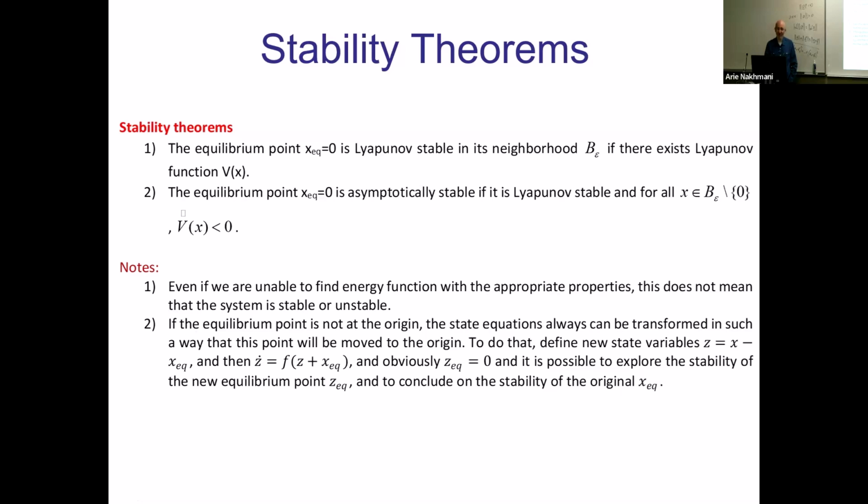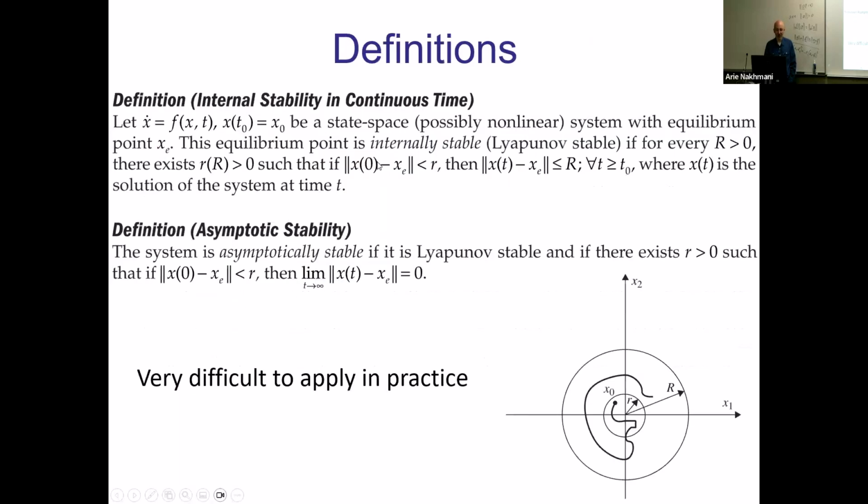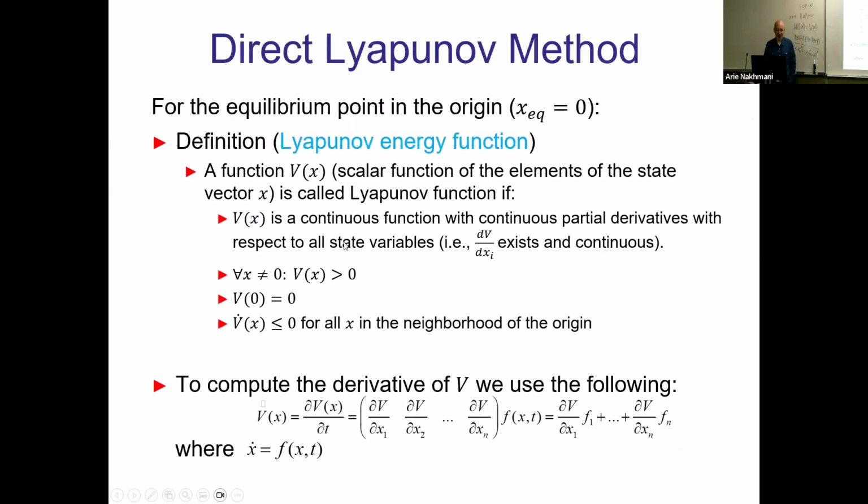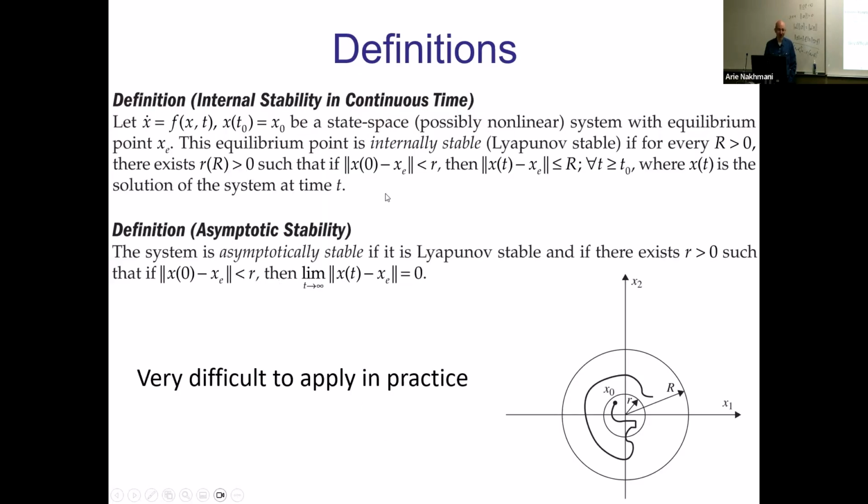I don't think that this is much easier than before, right? You still need to find the function V, but at least you have some way to test. And this is a little bit easier than this definition, because here you have an infinite number of possible radiuses, an infinite number of possible states, and how do you even deal with that? So the proof of that theorem is based on the definition.